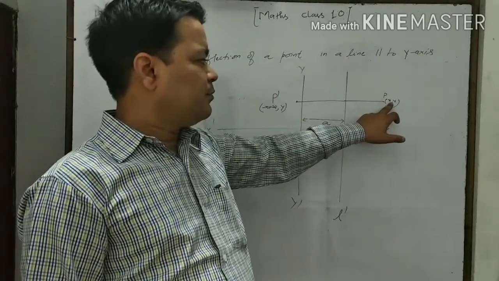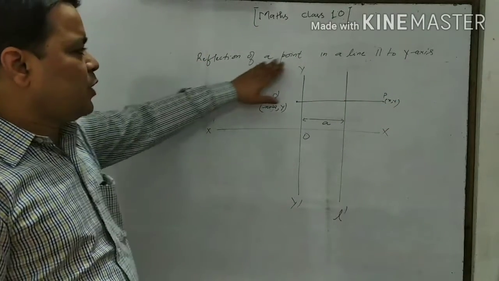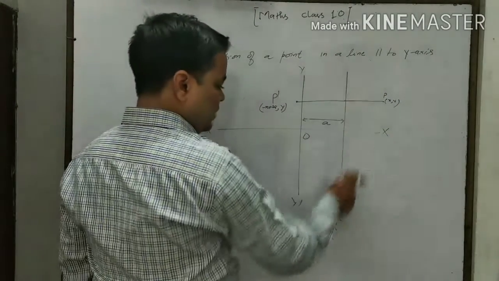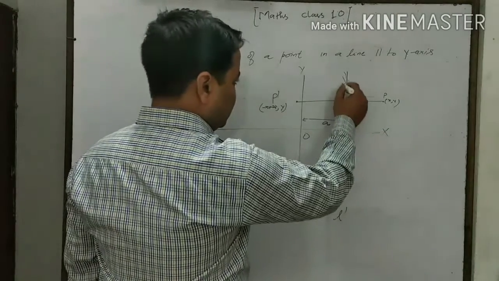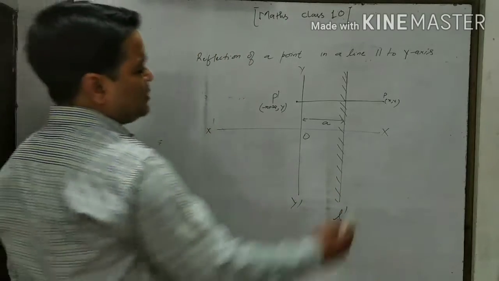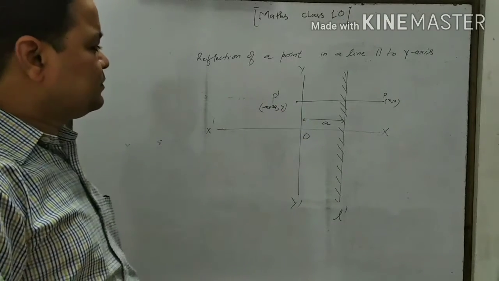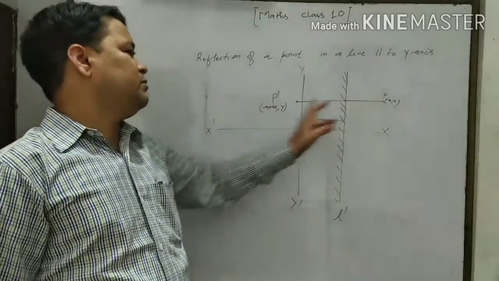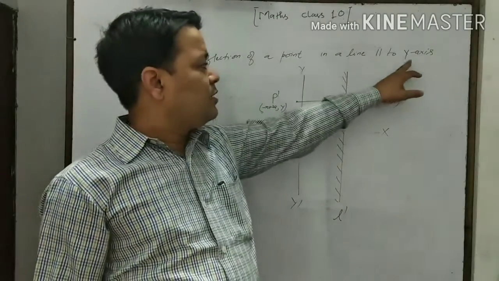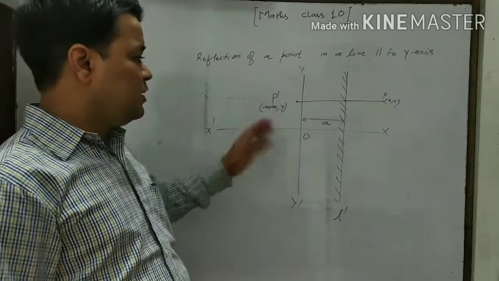If P is an object whose coordinate is (x, y), then we want to find the reflection of the point in a line parallel to the y-axis. This line L dash is parallel to the y-axis, and it works like a mirror. Then its image will be on this side, and its coordinate will be (-x + 2a, y). It means the y coordinate will not change, only the x coordinate will change. And in the condition of a line parallel to the x-axis, the x coordinate did not change, only the y coordinate changed.